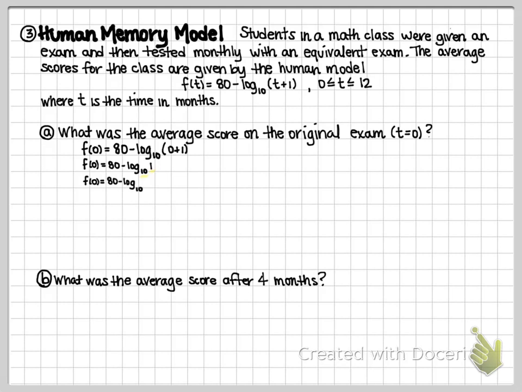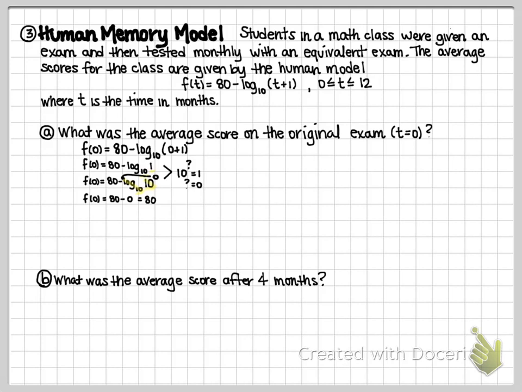So what I want is 10 to some power that gives me 1. The only power that's going to work there is 0. So 10 to the 0 power is 1. Now, here's when the beautiful thing happens. This 10 and this 10 both match, which means if you have a logarithm and an exponential with the same base, they knock each other out. So all I'm left with is f of 0 is equal to 80 minus, bring that exponent down, 0. So it's going to be 80.